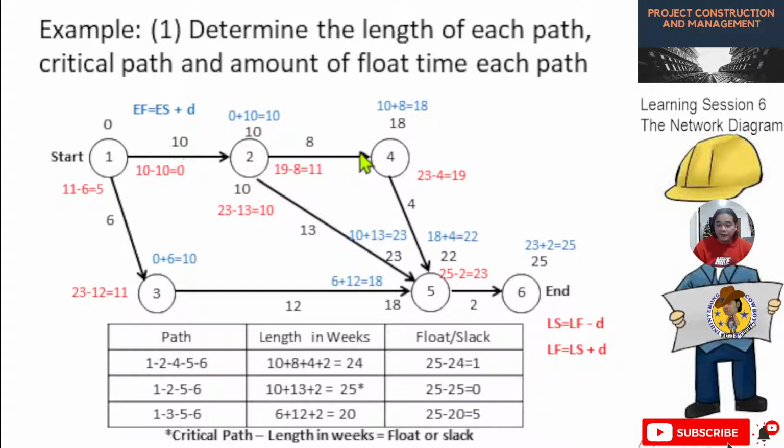Then for this activity, the early start will become 10. Meaning the early start of 2 to 4 is 10 days. So the early finish of this one is the early start 10 plus the duration of the activity, which is 8 days. So the total is 18 days for this one. Then this 18 will become the early start for activity 4 to 5.